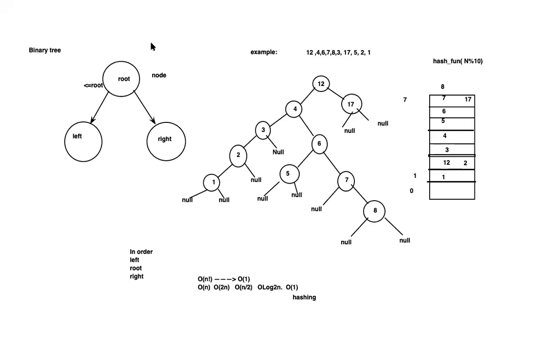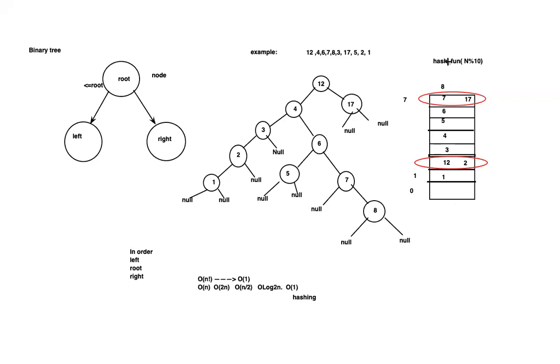Because we chose this mod, the outcome is that there are some duplicate elements, meaning more than one element in one cell. It's very simple: whenever there are 5, 15, 25, 35, all will be stored in this cell itself. So the idea was, if we can have a function where all the elements are stored in a unique cell, search will be one shot. So it will be O of 1.